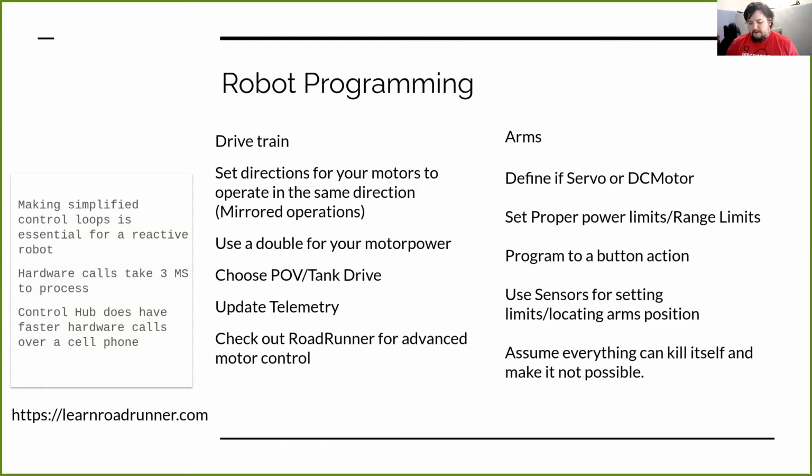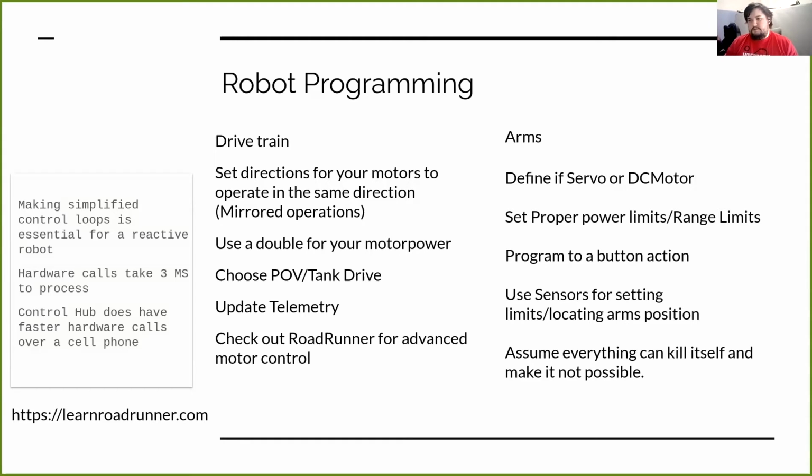I would highly recommend using doubles for your numbers within Java, especially for wanting to have precision, over a float or just a regular integer. Using a double is going to allow you to have larger numbers and more precise numbers. And then you're going to want to choose either POV or tank drive.